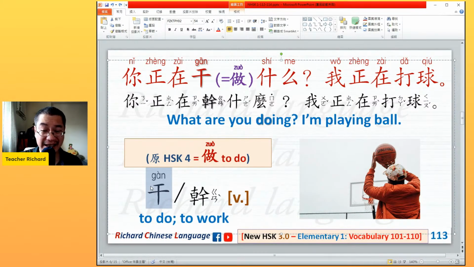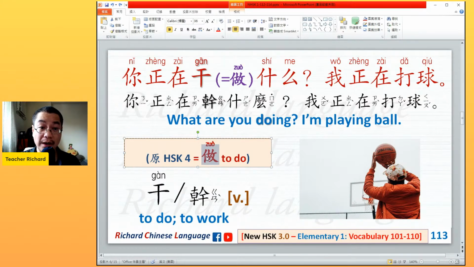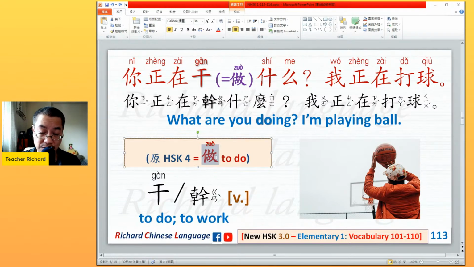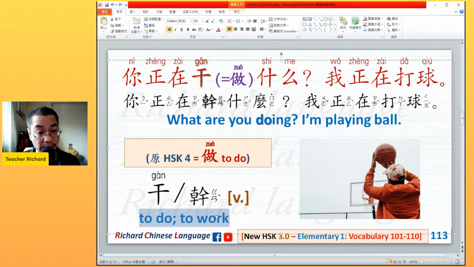Actually, 干 means do, 做. They're totally the same, but 干 is more like a dialect. But now it's more commonly used throughout China, so it's quite understandable. It's not a dialect anymore because it is quite commonly used now. Actually, 干 means 做, which means to do or to work.